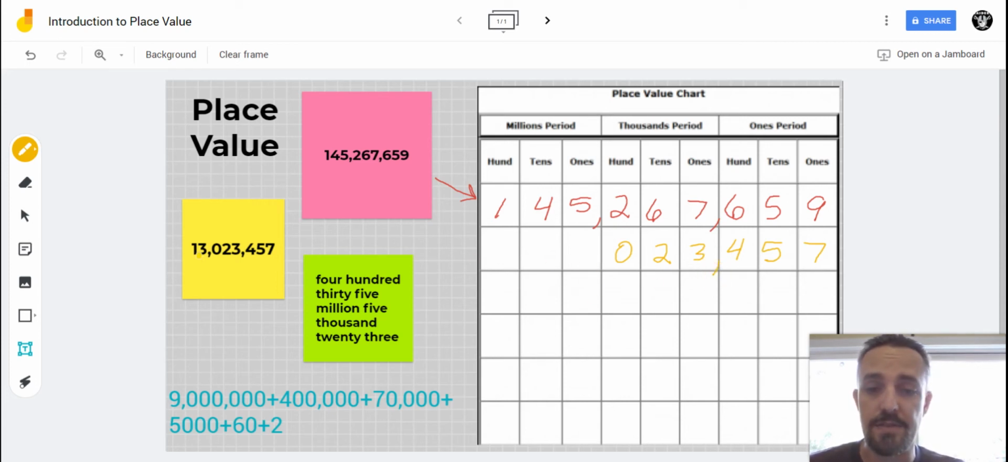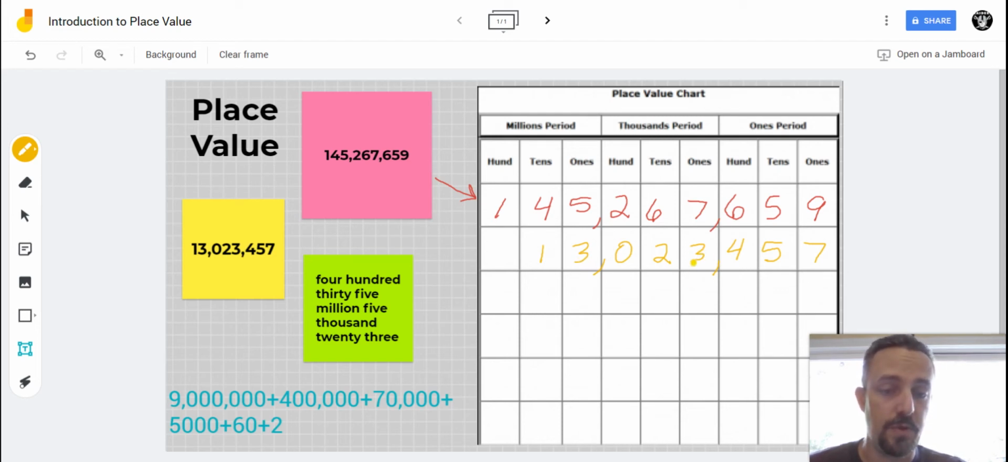And then I have 13 million. Now, I don't have anything in the 100 million column, so I don't need to put a 0 here. I could if it helps me understand it, but I'm not going to because it's unnecessary. This 0 has meaning. This one does not. Okay? And take a look. Look at this digit 3 versus that digit 3.